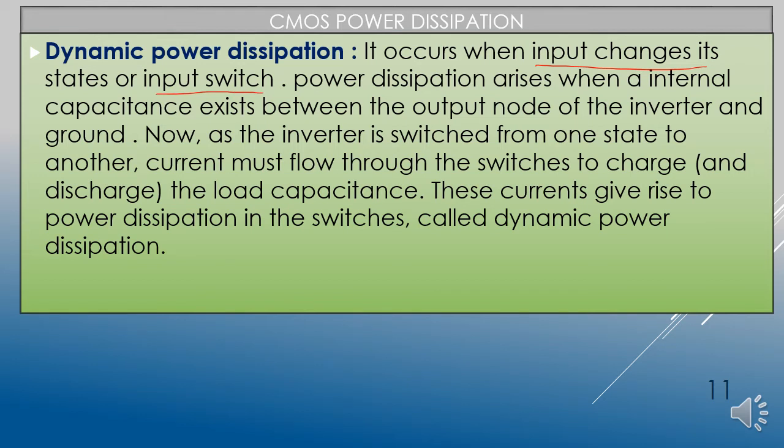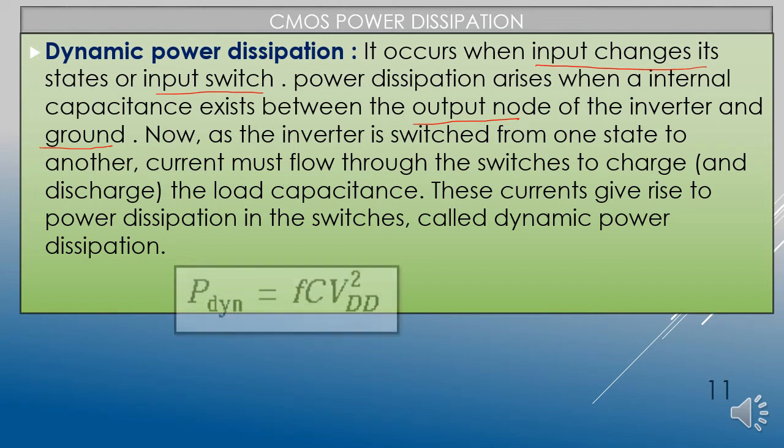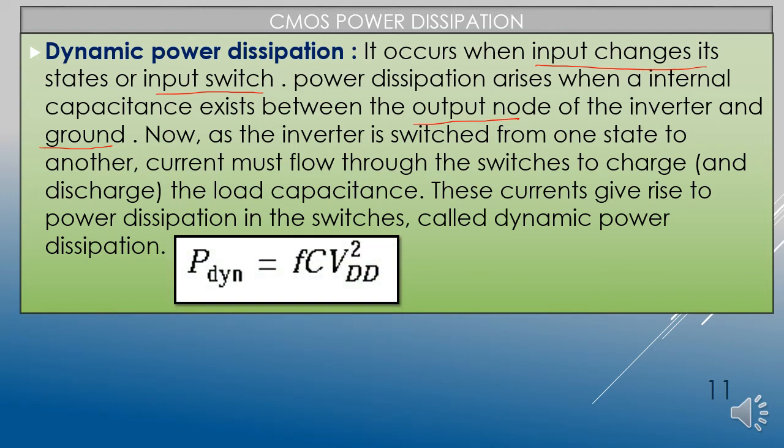In this condition, power arises when internal capacitance exists at the output node of the inverter. You know that there is a load capacitance. When the output or input changes states, the capacitor does not discharge quickly. It takes some time. So in this condition, there is a power loss. This is a component of dynamic power.